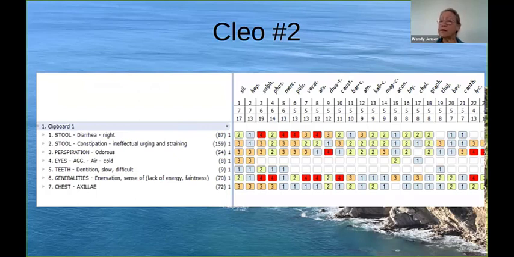So I studied Silicea, I studied Hepar, and looked at Phosphorus and Mercurius just to see what her symptoms looked like in those. And I ended up with Silica. It is at the top, but it's not an automatic choice just because it's there.